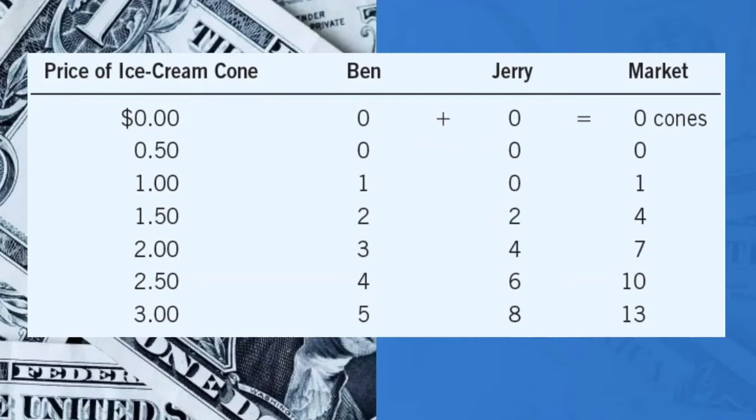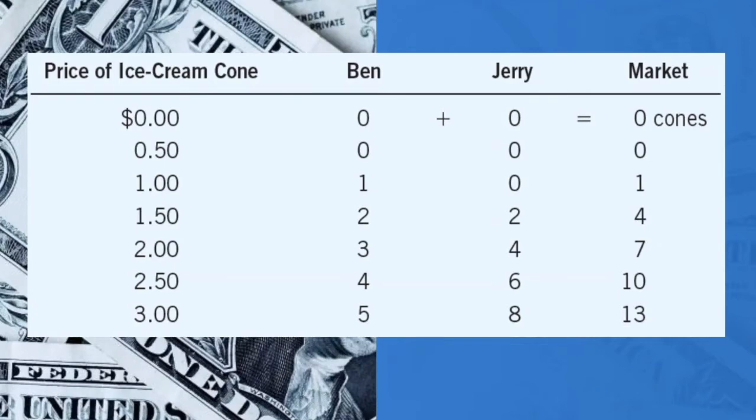What we see is, for example, if the price of an ice cream cone is $0, neither Ben nor Jerry wants to enter the market or sell anything, and so we have a market supply of 0 cones. If the price of an ice cream cone is $3, Ben wants to provide 5 and Jerry wants to provide 8 cones, and so the market supply is 13 cones. All we do is sum up each row of the quantities of each seller.